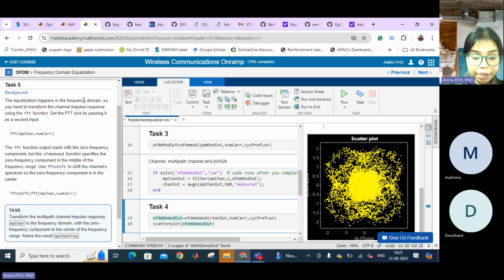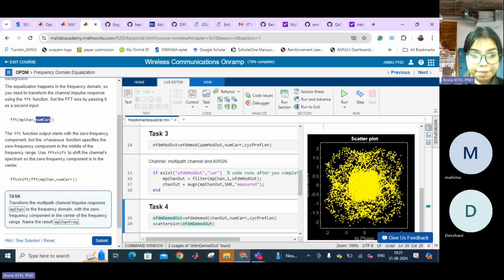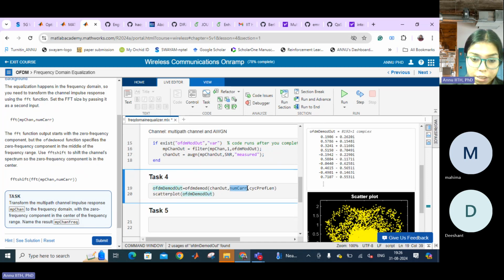So the equalization happens in the frequency domain, so we need to transform the channel impulse response using the FFT function. So MP channel sets the FFT size by passing the second input, that is the number of carriers. Number of carriers, agree? Why the number of carriers? Because we are dealing with that FFT size only with respect to OFDM demod also, right? In OFDM mod also we have the number of subcarriers as the output, where FFT size is nothing but the number of carriers. So that's why we first convert to the frequency domain using the FFT.